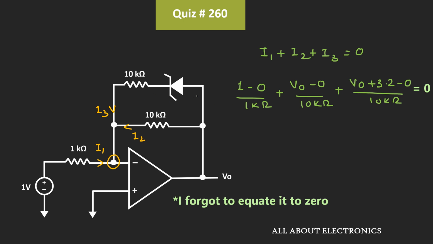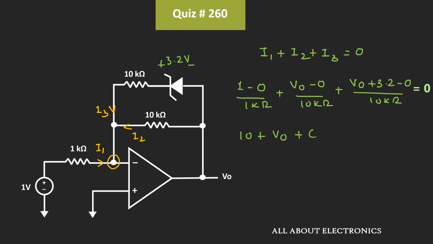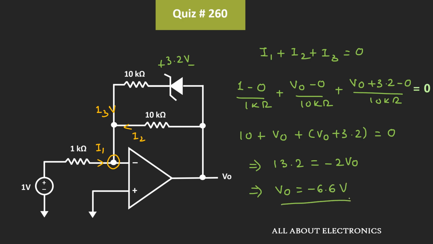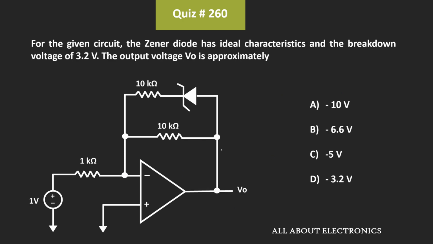Because here, as this Zener diode is operating in the breakdown region, the voltage across it will be equal to 3.2 volt. So this will be the current I3. From this we can say that 10 plus Vout plus 3.2 is equal to 0. That means 13.2 is equal to minus 2Vout. Or we can say that the output voltage is equal to minus 6.6 volt. So this will be the output voltage of the given circuit. And hence for the given question, B is the correct answer.